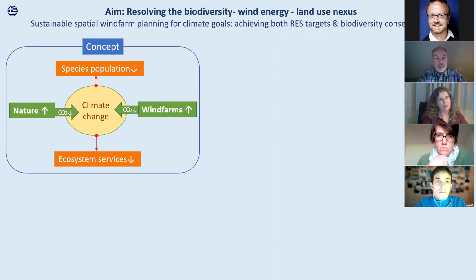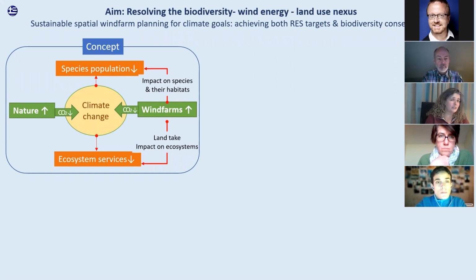We tried to solve this, and here's the concept of our work. Okay, we have to find a solution, but how? Well, we all know that climate change is a big threat. We have to do something. So we need a lot of nature, because nature and ecosystems function as a sink to reduce the anthropogenic emissions in the atmosphere. And we need a lot of renewables and a lot of wind farms, because they do not produce more carbon dioxide. So both of them help us to achieve our climate goals.